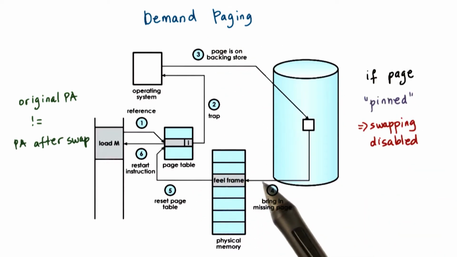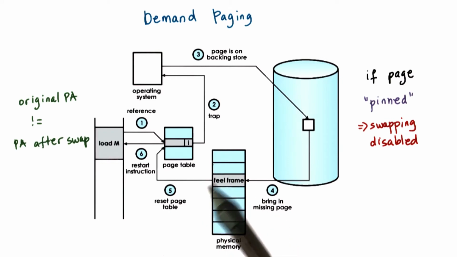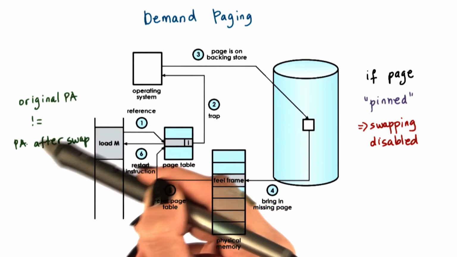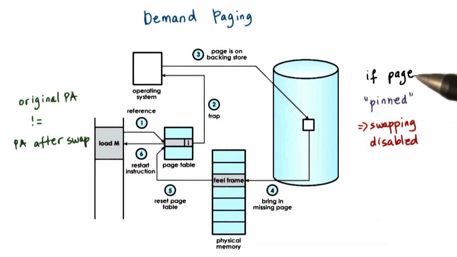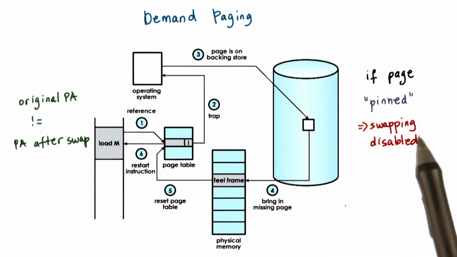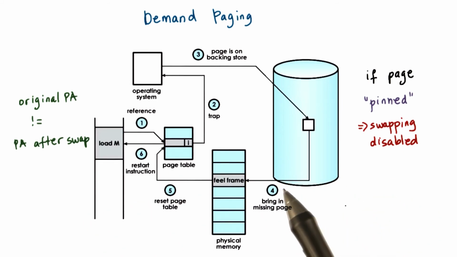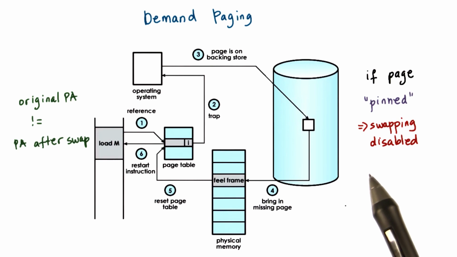If for whatever reason we require a page to be constantly present in memory, or if we require it to maintain the same physical address during its lifetime, then we will have to pin the page, and at that point we basically disable the swapping. This is, for instance, useful when the CPU is interacting with devices that support direct memory access, or DMA.